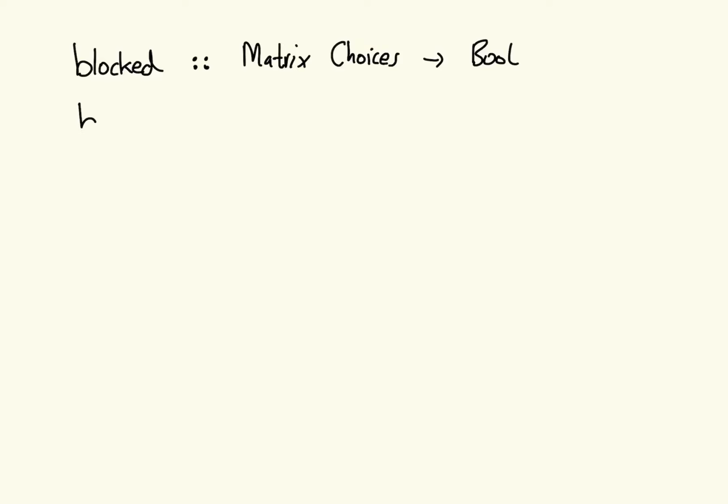So we've now got all the components that we need to define what it means for a matrix of choices to be blocked. So we take a matrix of choices and we give back true or false. And the idea is very simple. We combine the use of the void function and the safe function. So a matrix of choices is going to be blocked if either it's void or, and the double bar here is the Haskell OR operator, or it's not safe.